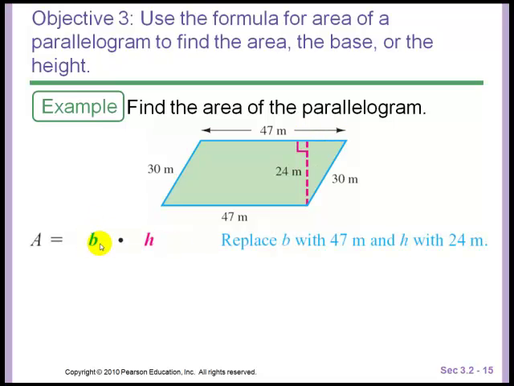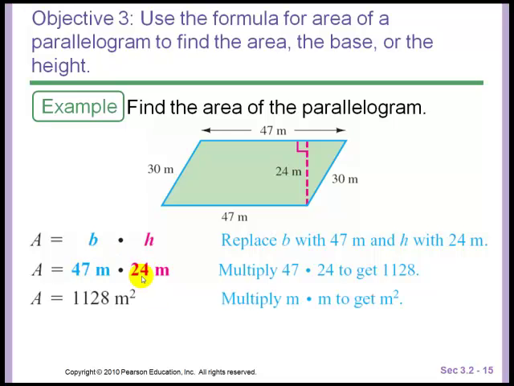Replace the b with 47 meters and the h with 24 meters. Multiply 47 times 24 and you will get 1,128, and meters times meters is meters squared. Therefore, the area of this parallelogram is 1,128 meters squared.